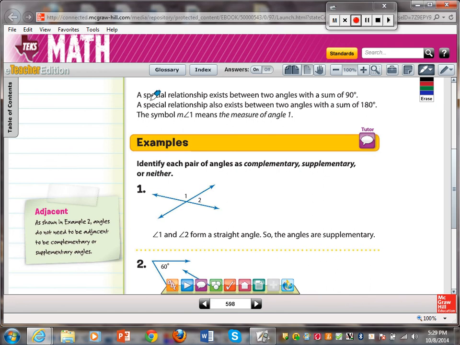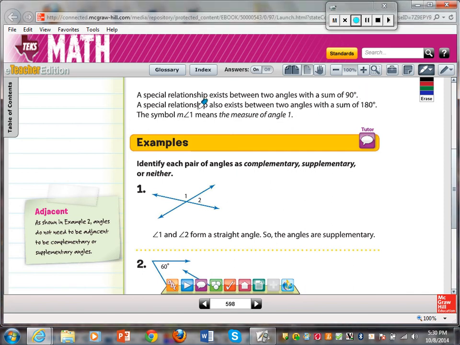A special relationship exists between two angles with a sum of 90. That will be complementary. A special relationship also exists between two angles with a sum of 180. This is supplementary, so you can start remembering. Examples. Identify each pair of angles as complementary, supplementary, or neither. So you can have complementary and supplementary or nothing at all.